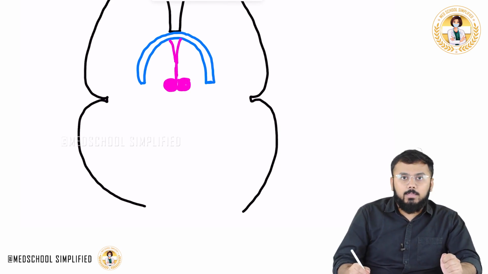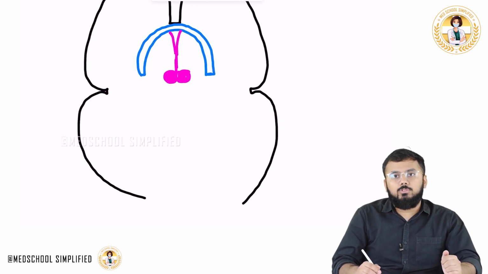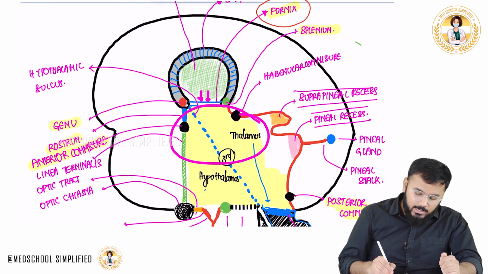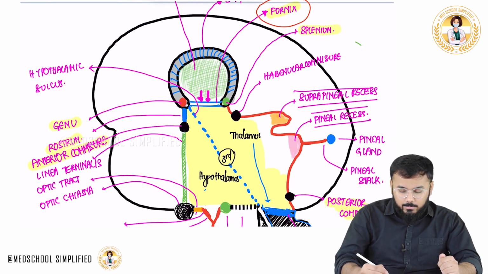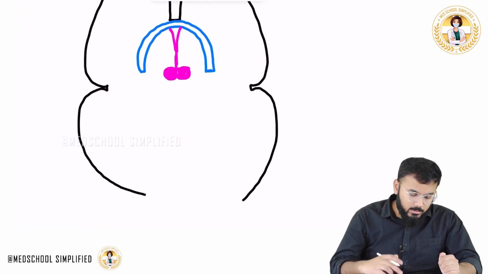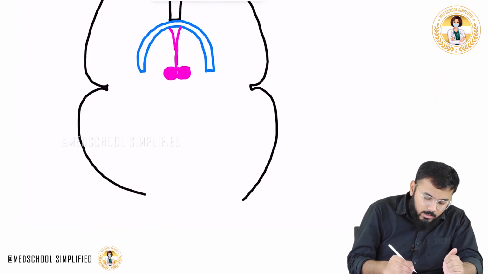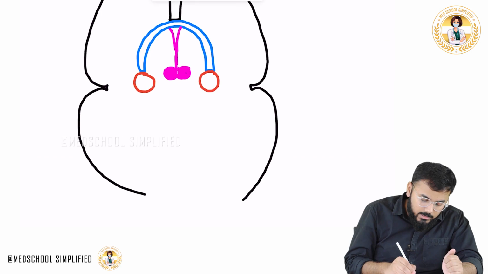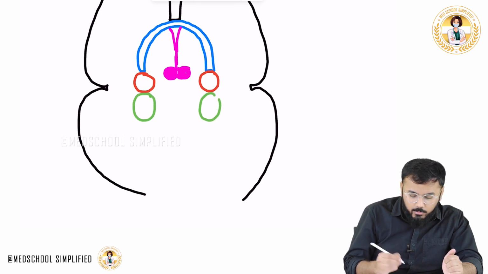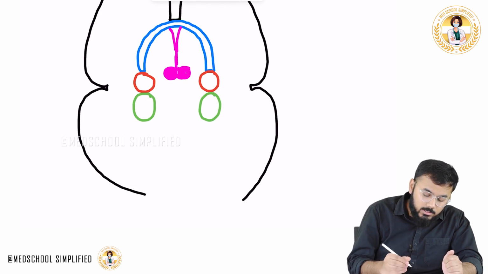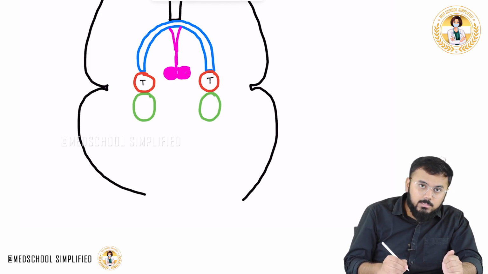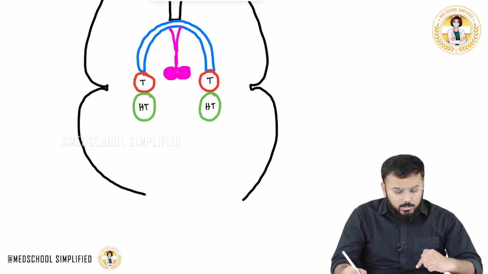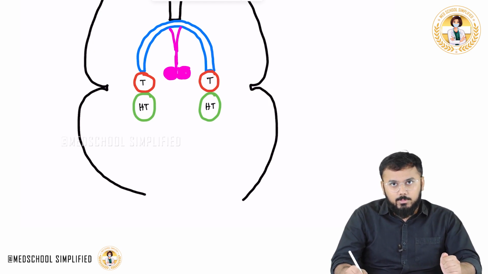Next important thing is that beneath the corpus callosum, what do you have? See, this is corpus callosum. Beneath the corpus callosum, I have got thalamus. Beneath the thalamus, I have got hypothalamus. So beneath the corpus callosum, I have got thalamus and then hypothalamus. Let me write down these structures. So this is your thalamus, and this is your hypothalamus. One you have got is a thalamus, another one you have got is a hypothalamus.